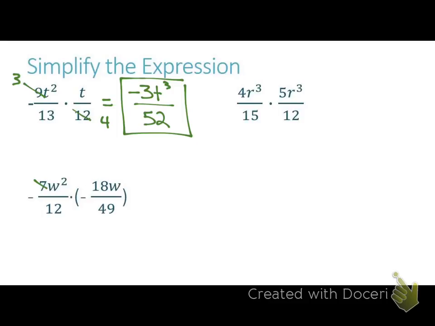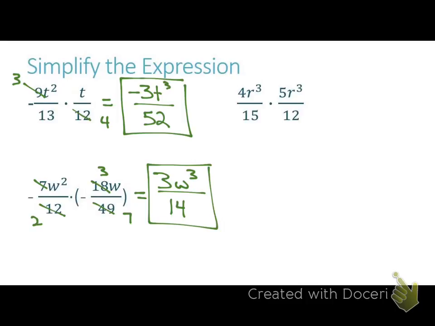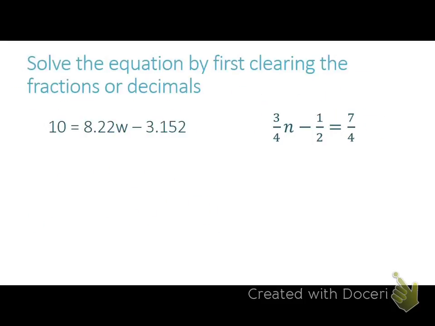On the second one, again, cross-reduce, pay attention to your signs. 3w⁻³ over 14. All right, cross-reduce again on the third one. r⁻⁶/9. 1r⁻⁶/9 is perfect.